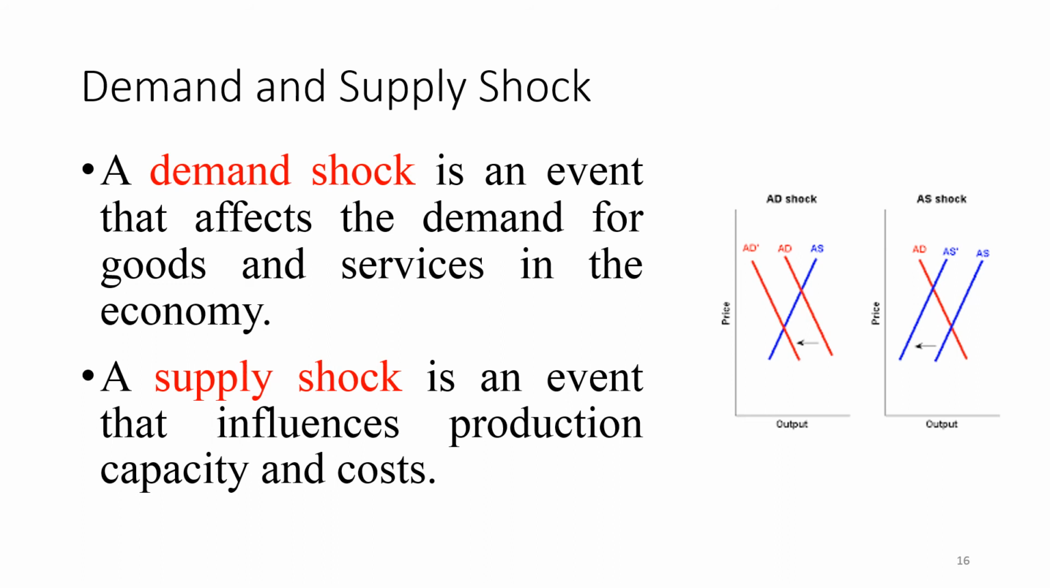A supply shock is an event that influences production capacity and costs. Examples of supply shocks are changes in the price of imported oil, freezes, floods, or droughts that might destroy large quantities of agricultural crops, changes in the educational level of an economy's workforce, or changes in the wage rates at which the labor force is willing to work.